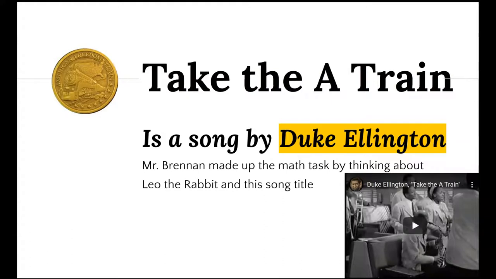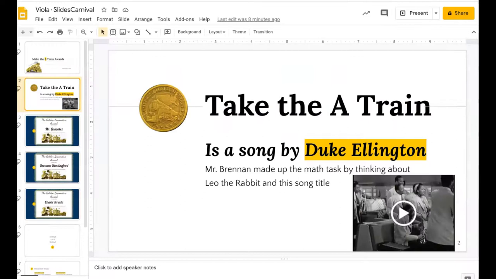Take the A-Train was a song by a man named Duke Ellington and his orchestra, and Mr. Brennan just took that from looking at how we did with the Leo the Rabbit and decided that he would make a math task out of it. So that's where the name comes from. I would play it for you, but we don't have time. You could play it on your own.